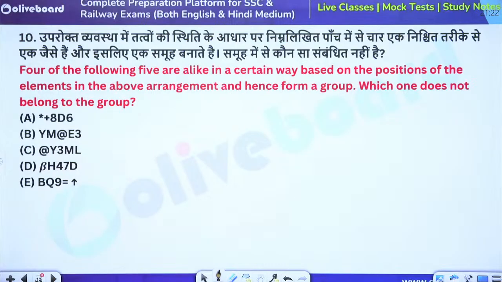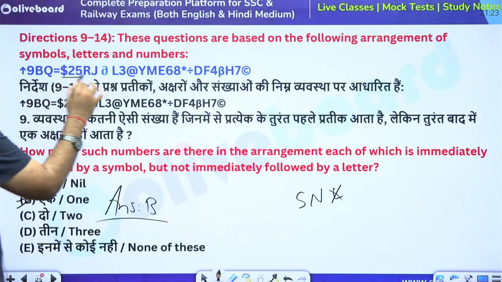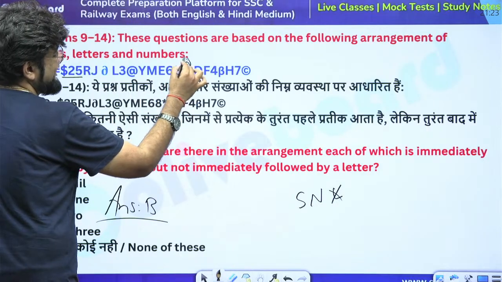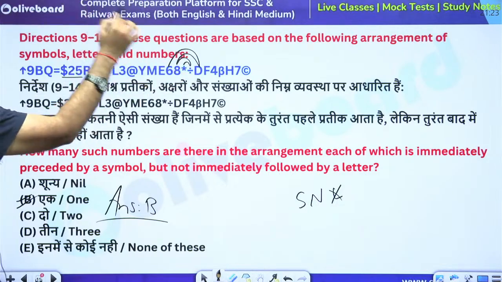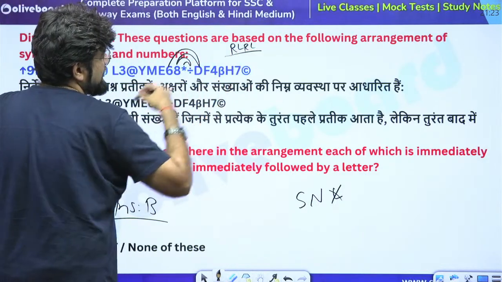Anyways, it happens. Now, 4 of the following 5 are alike in a certain way based on the positions of the elements in the above arrangement and hence form a group. Which one does not belong to the group? This is not plus, this is divide here. So you need to check which one does not belong to that group. See, star divide 8d6. What is the logic? Right, left, right, left. My logic is right, left, right, left.